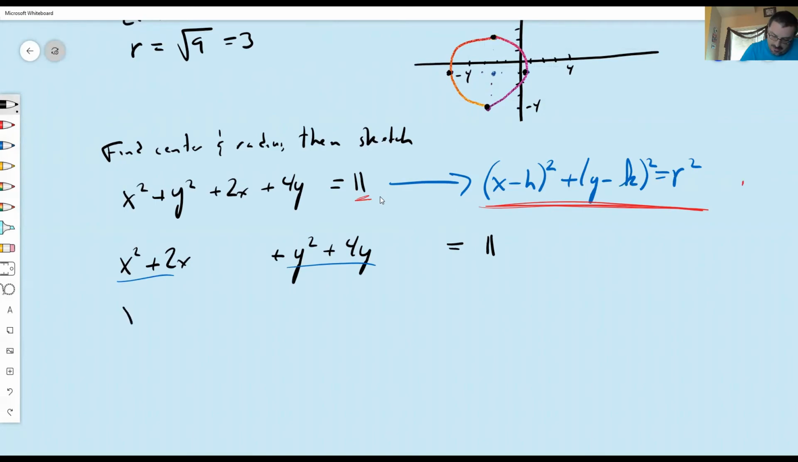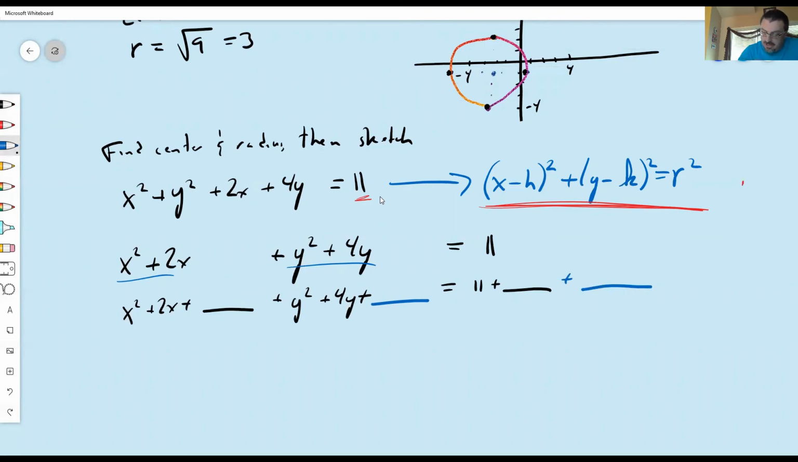And now I want to complete the square on this and that. So that means we're going to have x squared plus 2x, I have to add something right there, plus y squared plus 4y, plus something right here, equals 11 plus whatever I added to the x's and plus whatever I add to the y's. So this should be the same values right here, and this right here should be the same values.